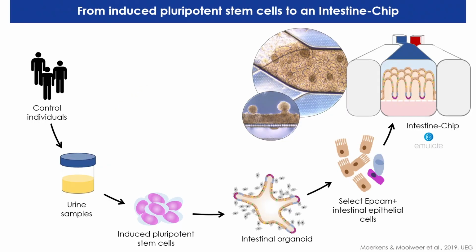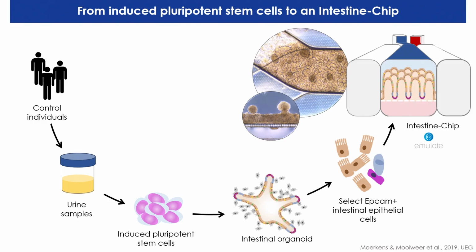Because we study genetic diseases, we want our model system to include an individual's genetic background. That's why we make use of induced pluripotent stem cells. This also allows us to later generate different cell types with the same genetic background. So for this project, we generated induced pluripotent stem cells from the urine of 3 control individuals, and we differentiated these towards intestinal organoids. These then contain 2 cell types, both epithelial cells as well as mesenchymal cells that co-develop. And since our main interest was really the epithelial cells, we sorted out these epithelial cells and seeded these in the top channel of the emulate intestine-Chip system.